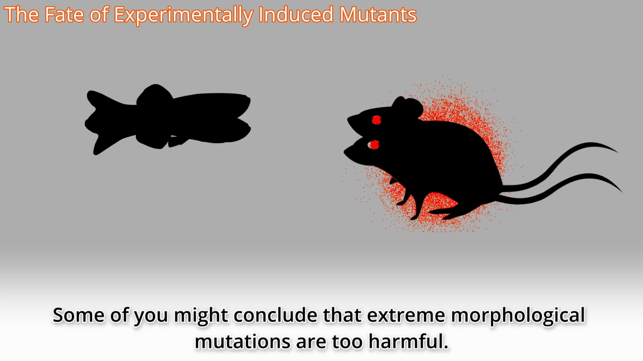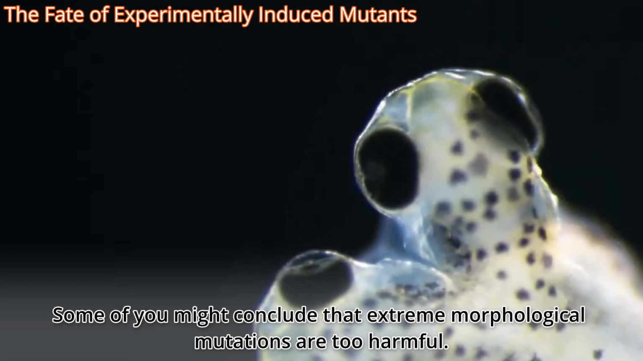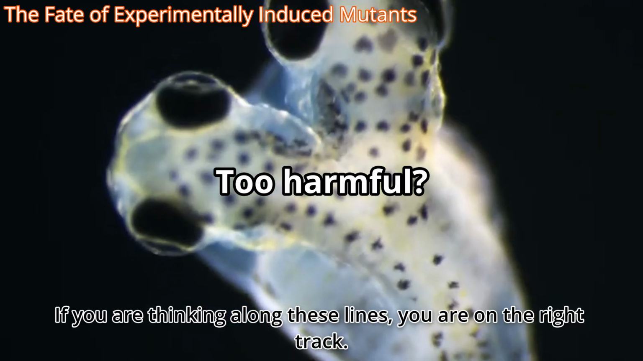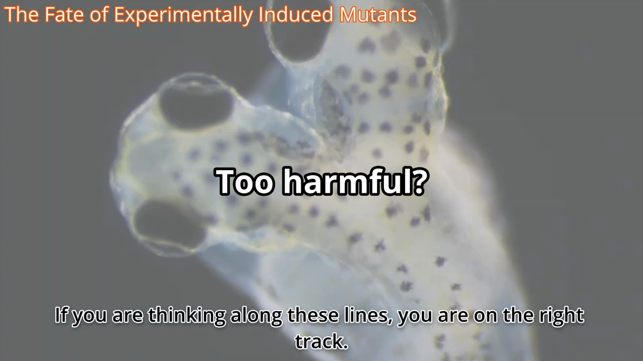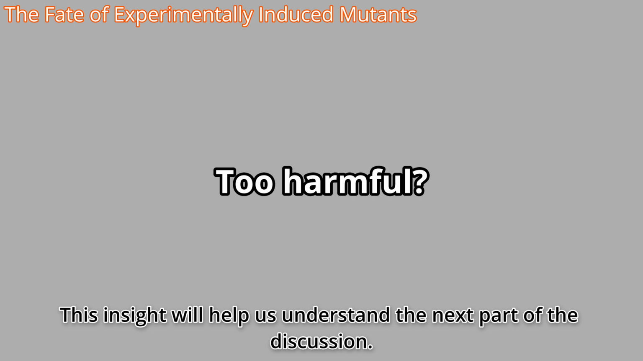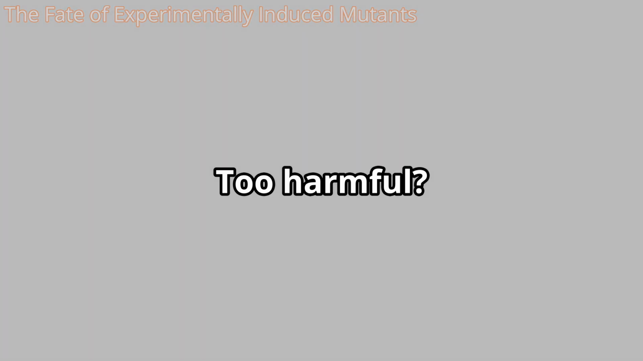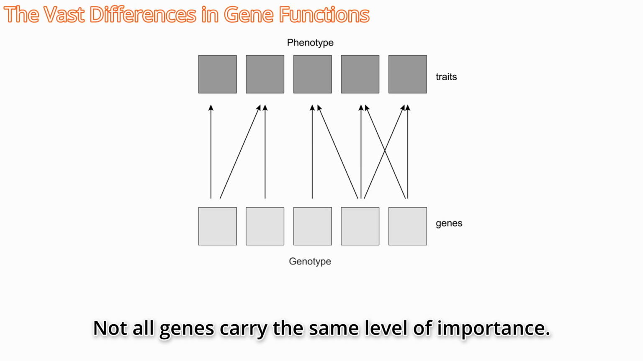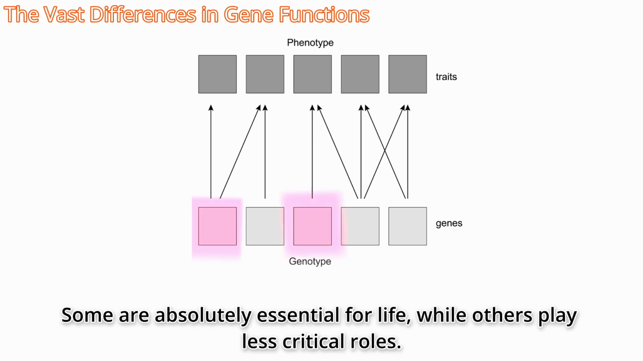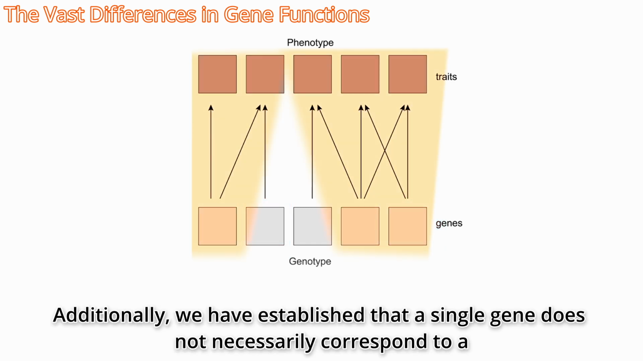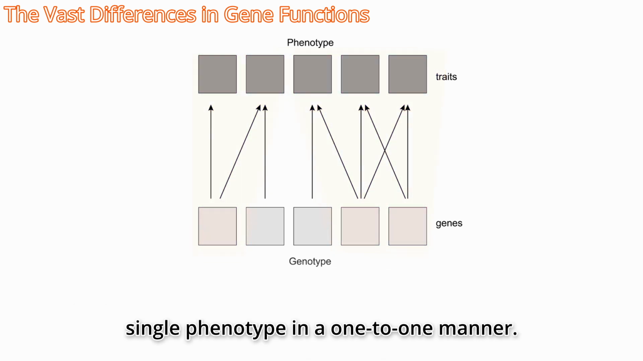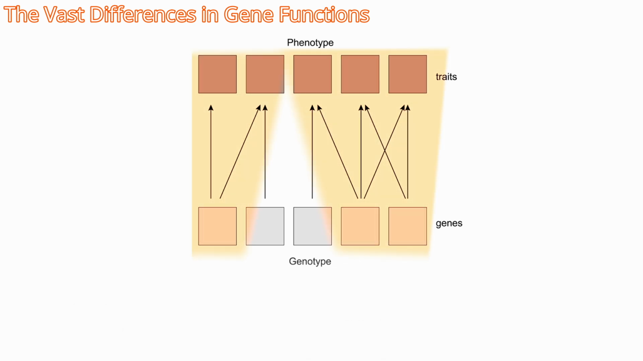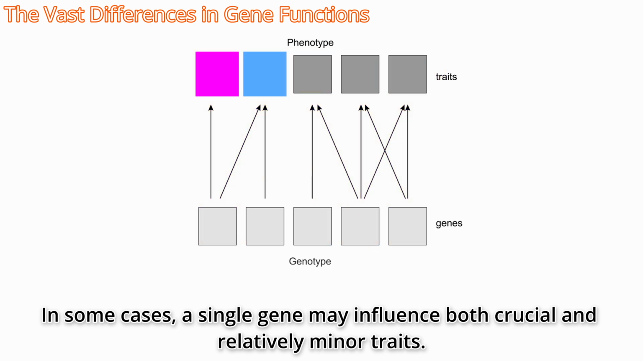Some of you might conclude that extreme morphological mutations are too harmful. If you are thinking along these lines, you are on the right track. This insight will help us to understand the next part of the discussion. Not all genes carry the same level of importance. Some are absolutely essential for life, while others play less critical roles. Additionally, we have established that a single gene does not necessarily correspond to a single phenotype in a one-to-one manner. In some cases, a single gene may influence both crucial and relatively minor traits.